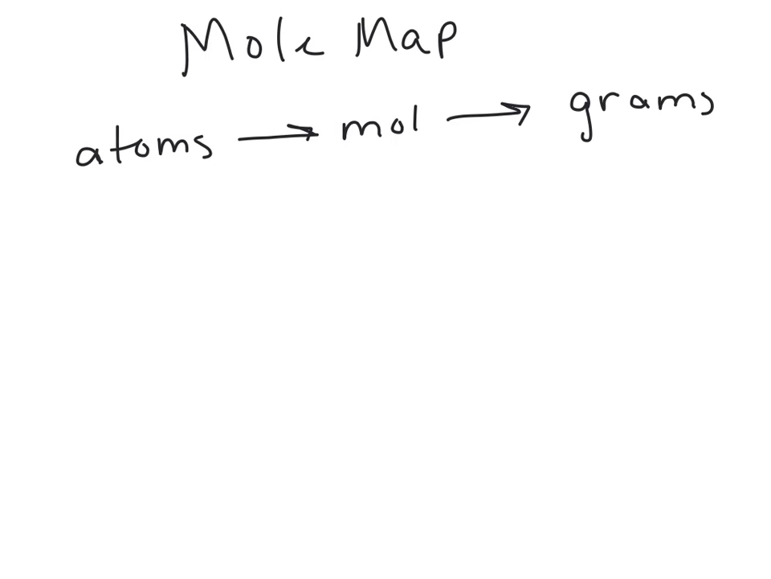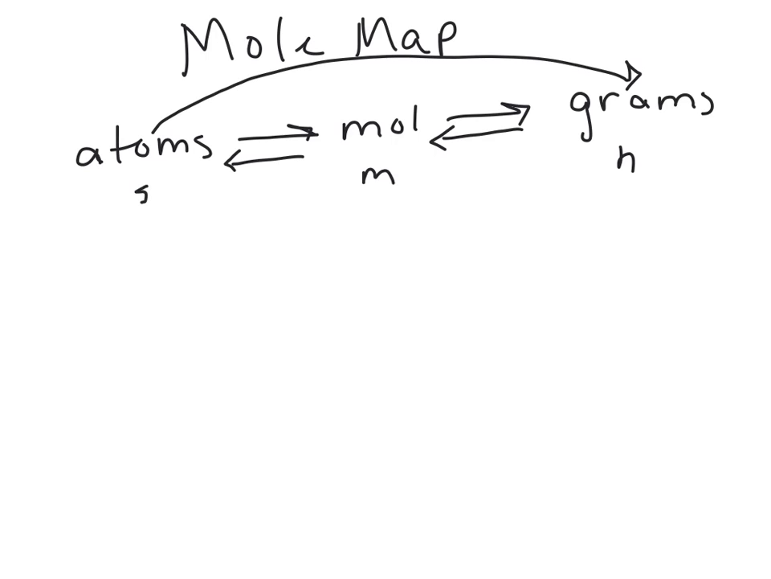If I was to ask you how many seconds are in 1 hour, you're probably not going to know that. But you do know how many seconds are in a minute, and you do know how many minutes are in an hour. So when you're going from atoms to moles, that's pretty simple. Moles to atoms, pretty simple. Moles to grams, pretty simple. Grams to moles, pretty simple. But if you have to go from atoms to grams, you have to stop in moles first. You're going to go from atoms to moles, then from moles to grams.